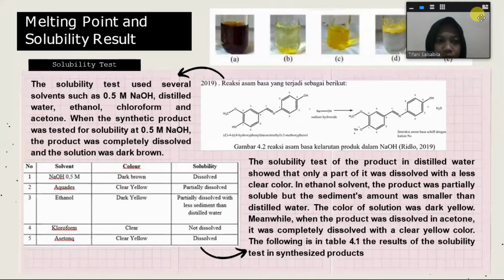Apart from physical tests on the synthesis product, solubility tests were also carried out using several solvents such as 0.5 molar sodium hydroxide, aqueous, ethanol, chloroform, and acetone. When the synthetic product was tested for solubility in 0.5 molar sodium hydroxide, the product was completely dissolved and the solution had a brown color.